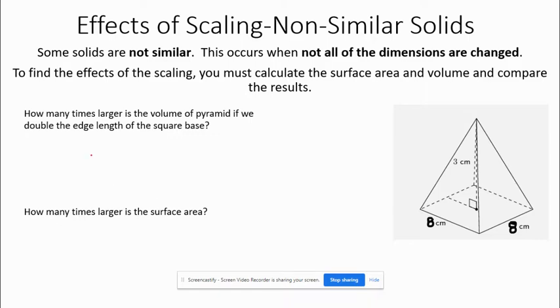So how many times larger would the volume of the pyramid be if we double the edge length of the square base? What I'm going to have to do first is find the volume originally. So the volume of this pyramid is going to be not 1/2, 1/3. Miss King's getting a little loopy. So it's going to be 1/3 times the area of the base times the height. So this would be 1/3 times the base area, which would be 8 squared, which is 64 because it's a square base. And then the height is 3.